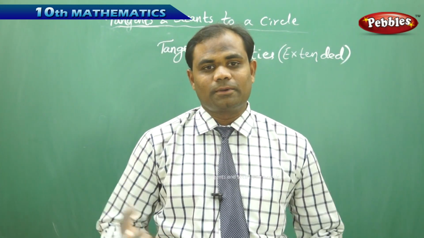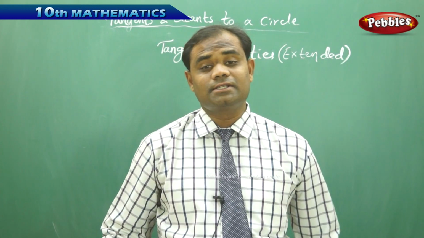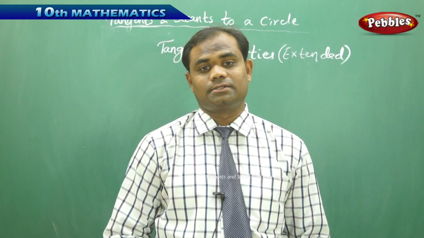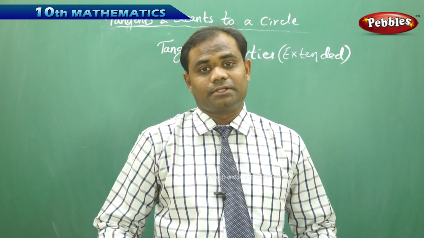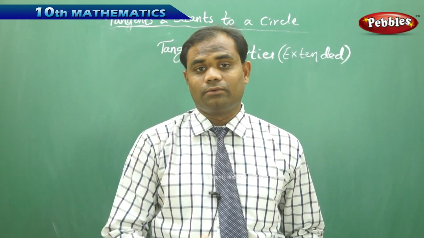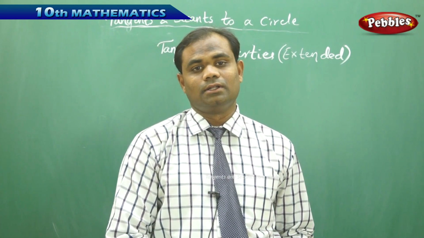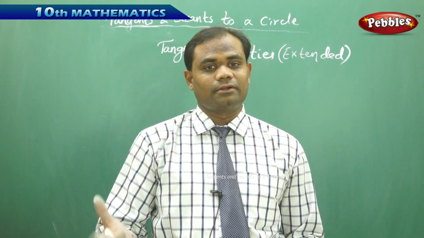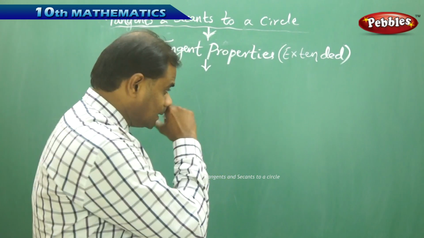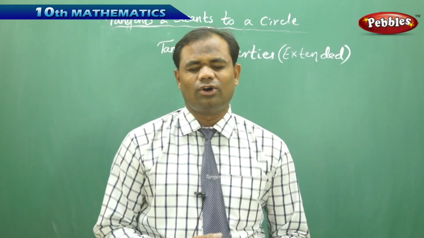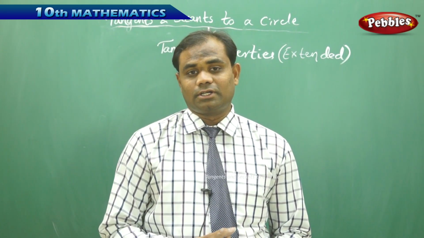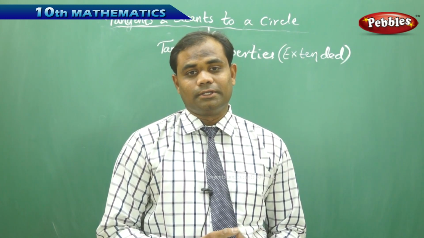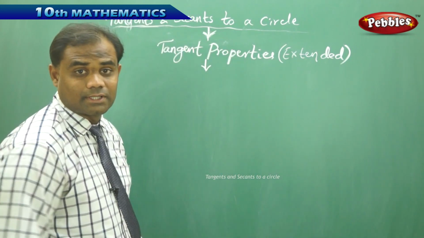Now let's see some properties of tangents. Already we have discussed many properties of tangents. Radius is perpendicular to tangent, and the lengths of the tangents from an external point to the circle are equal. That is how we have seen some of the properties of the tangents connected with the circle. Similarly, let's see some extended properties of the tangents which are also very useful. To start with, the concentric circles.